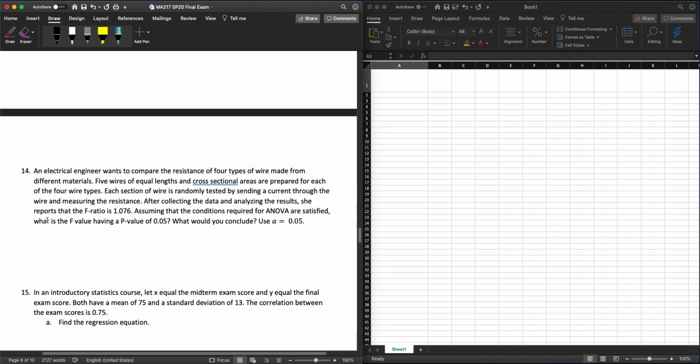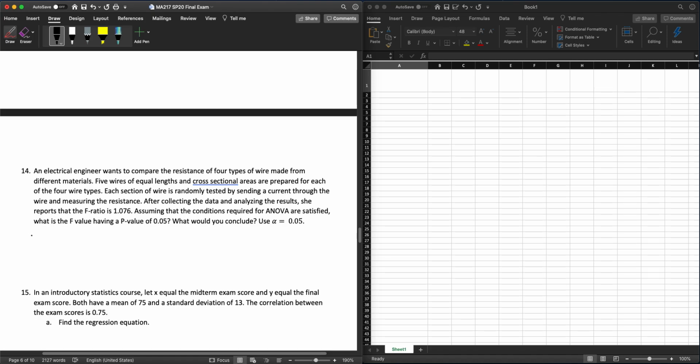For question number 14 here, an electrical engineer wants to compare the resistance of 4 types of wire made from different materials. 5 wires of equal lengths and cross-sectional areas are prepared for each of the 4 wire types. Each section of wire is randomly tested by sending a current through the wire and measuring the resistance. After analyzing the results, she reports that the F ratio is 1.076. Assuming that the conditions required for an ANOVA are satisfied, what is the F value having a p-value of 0.05? What would you conclude using an alpha of 5%?